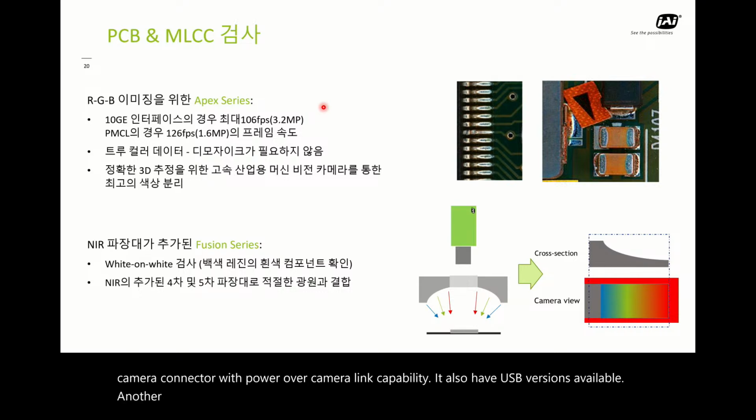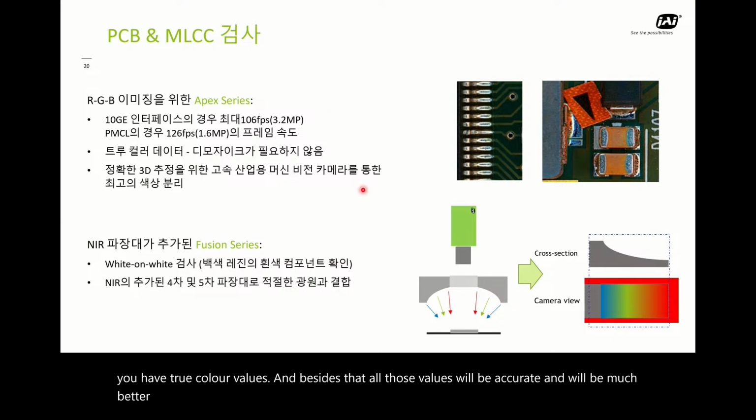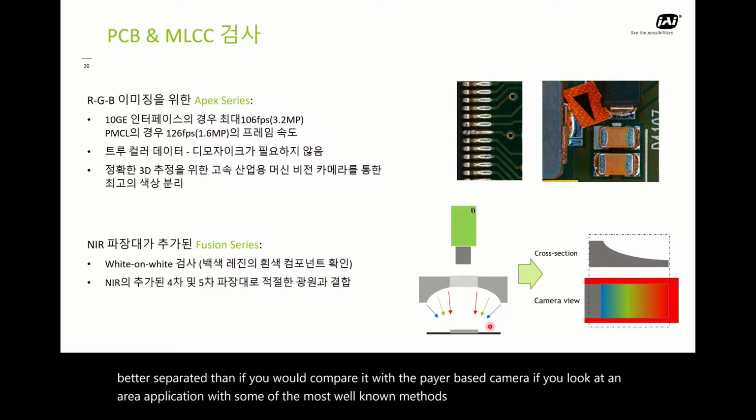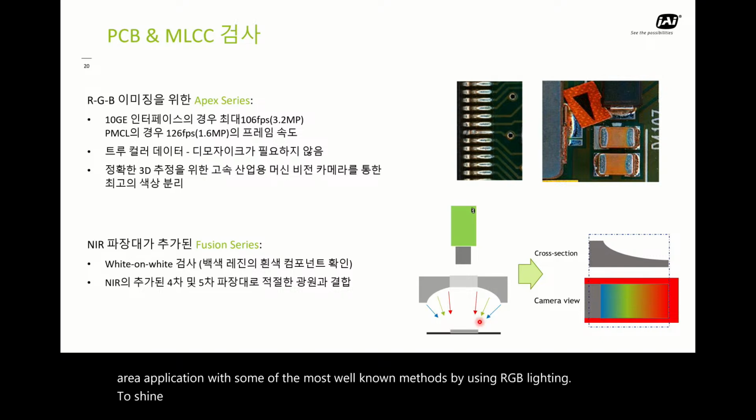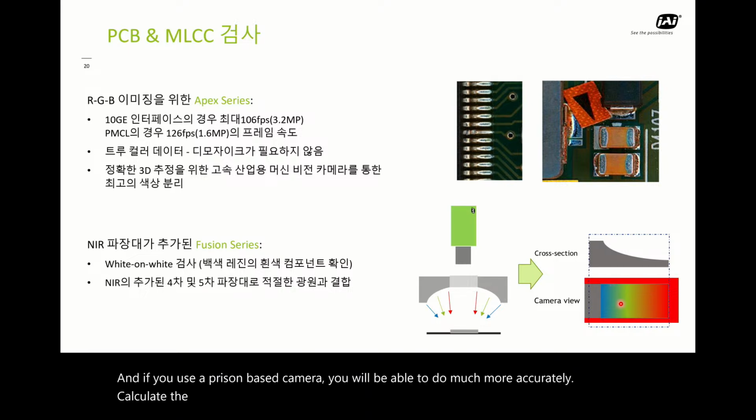Another advantage is that the output is true color data. You need no demosaicing. All the pixels will have true color values. And besides that, all those values will be accurate and will be much better separated than if you would compare it with a Bayer-based camera. If you look at an AOI application with some of the most well-known methods by using RGB lighting to shine on the components inserted on the PCB, you will have the image on the right. And if you use a prism-based camera, you will be able to much more accurately calculate the height. You will be able to much more accurately see all the different defects that might happen on the PCB.